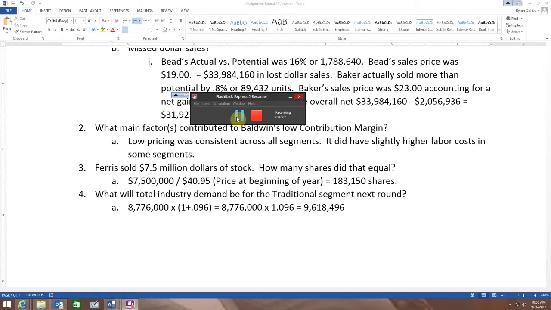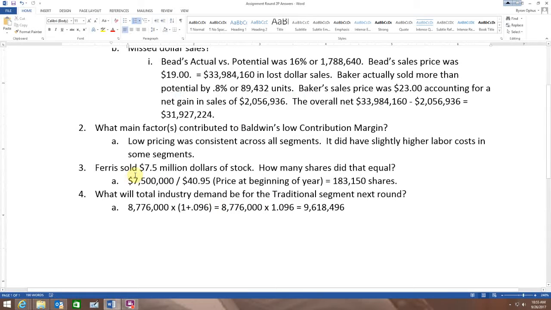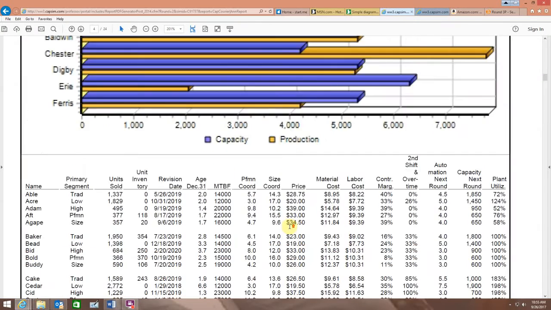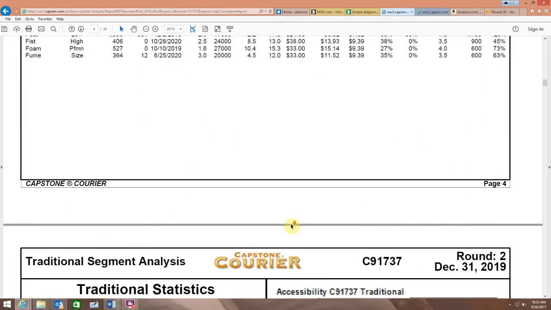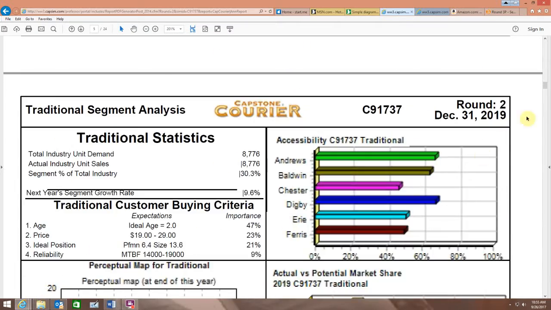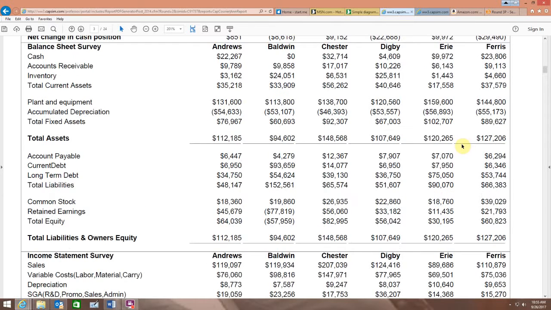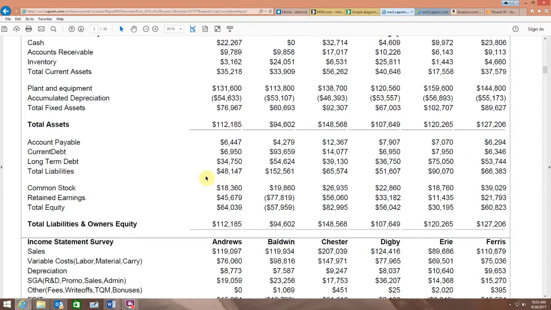When I started to answer that question, I made it a little bit more complicated myself than what I'd asked originally. But Ferris sold $7.5 million of stock. How many shares did that equal? Use the price at the beginning of the year, and the $7.5 million would equate to 183,150 shares. Where I went astray a little bit is that Ferris also bought back some stock at the same time.